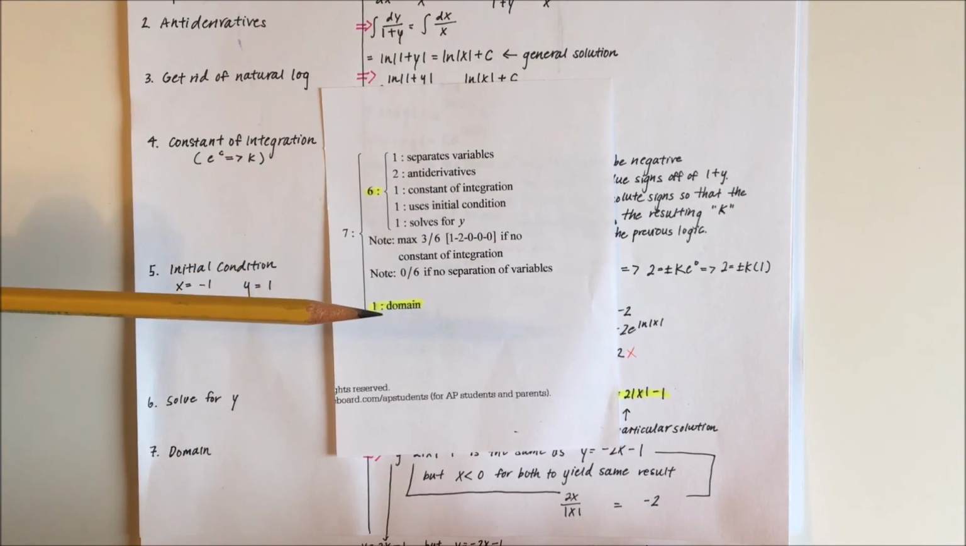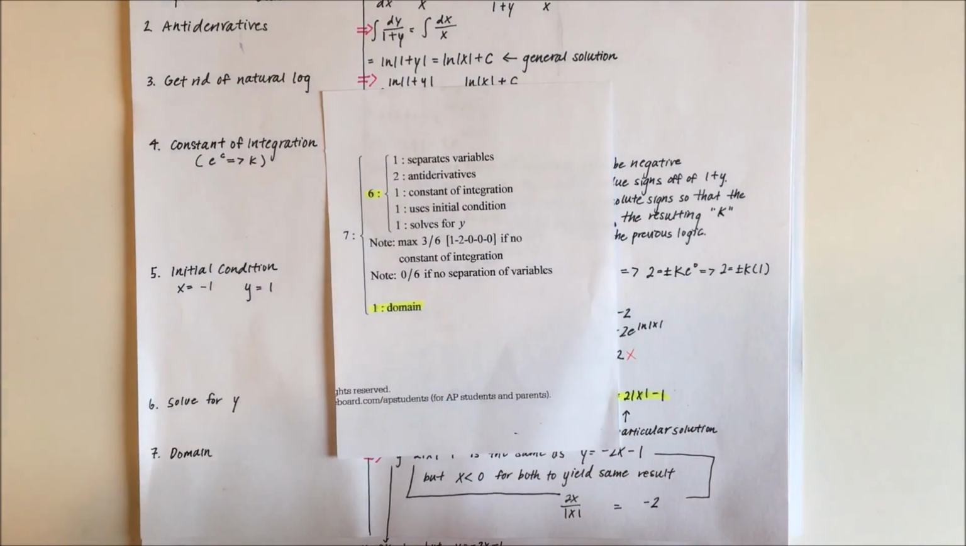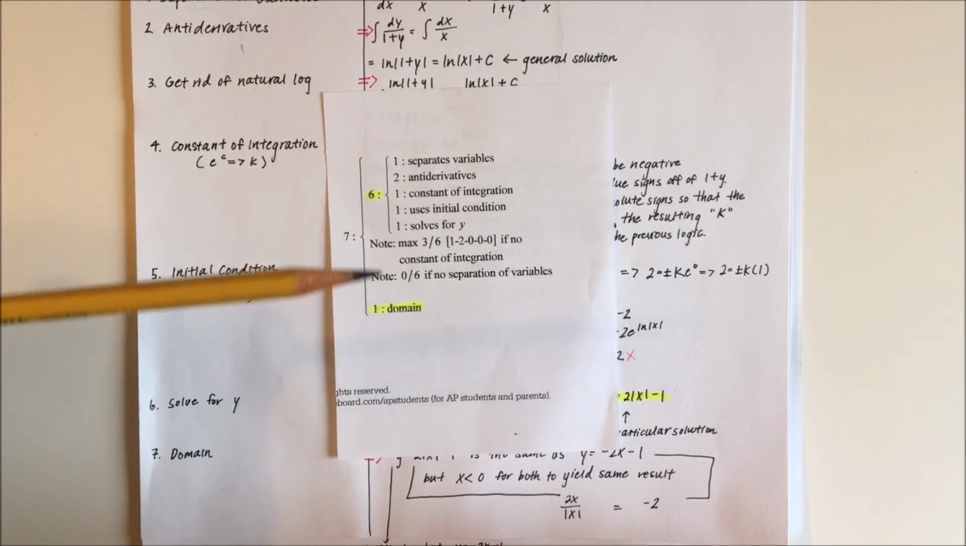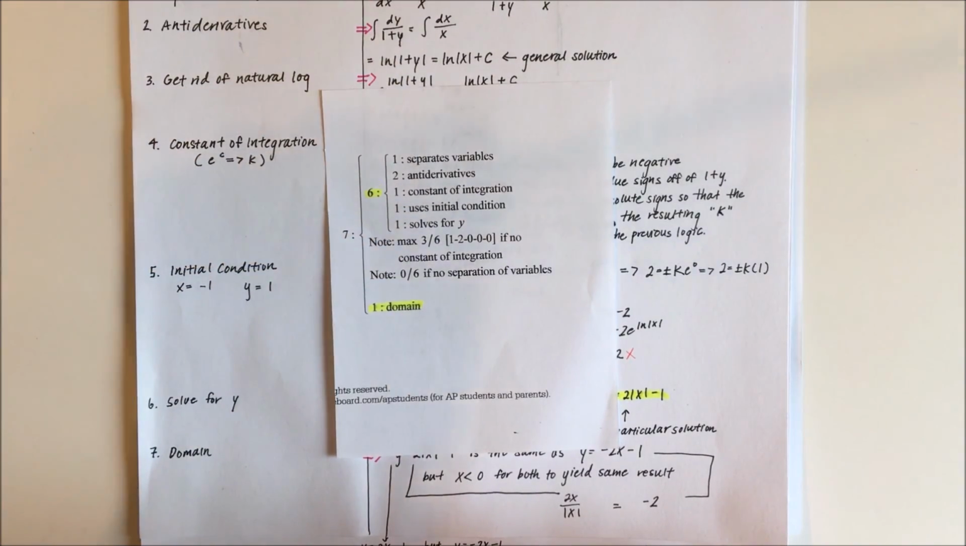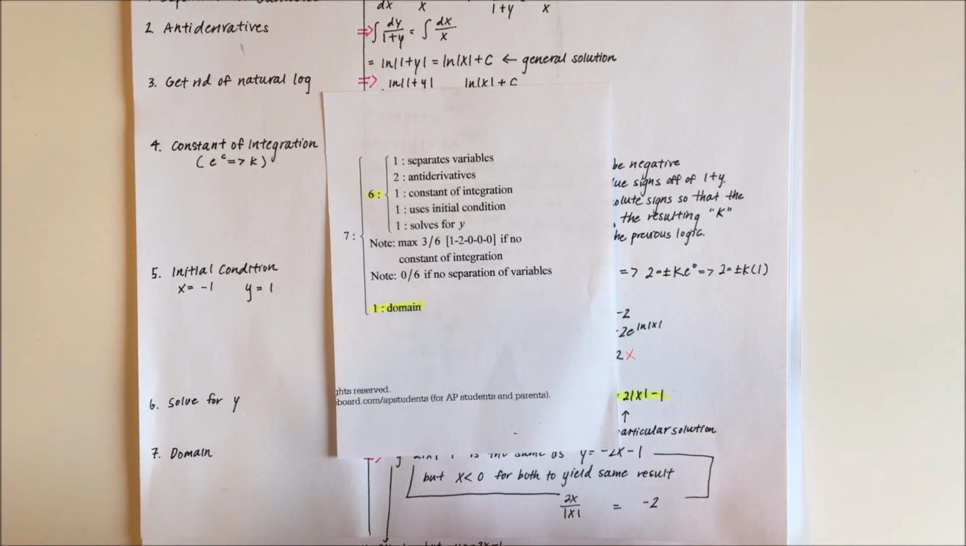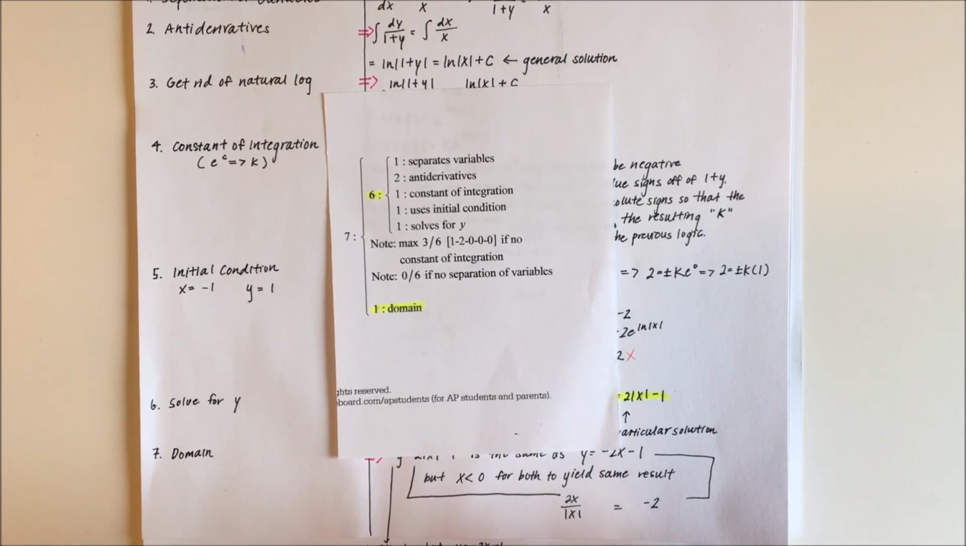The last point goes to finding the domain. So the important part to remember is to not forget to find the domain, and to always get the particular solution even if you can't find the domain, because the majority of the 7 points, 6 points, goes to the particular solution.